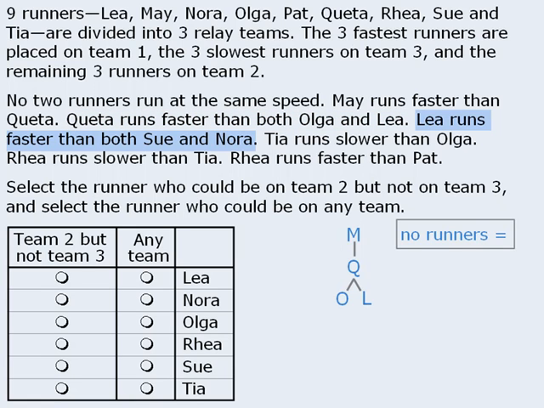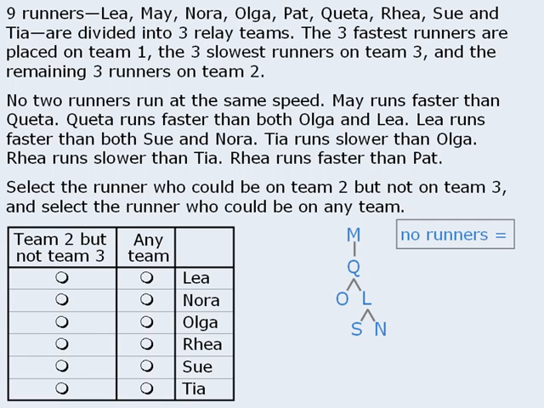Alright, moving along, we're told that Leah runs faster than both Sue and Nora. So we'll summarize this as follows. Notice once again that we cannot make any solid conclusions about the relative speeds of Sue and Nora. We don't even know how their speeds compare with Olga's speed. All we know is that Queta is faster than Olga, and Leah is faster than Sue and Nora. So it could be the case that Olga's speed could be way down here, and Sue's speed could be even lower. This uncertainty explains why it's possible for some of the runners to be on more than one team.